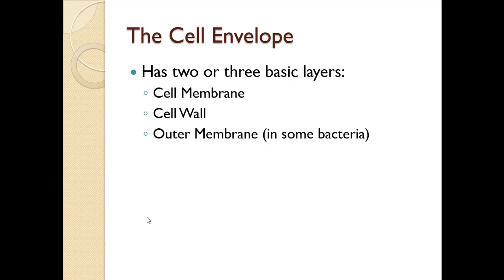The cell envelope has 2 or 3 basic layers. The cell envelope is the overall term for the covering surrounding the bacteria cell. For eukaryotes, we have our cell membranes, which are composed of phospholipids. Bacteria have that as well, but they also have more layers. They have a cell membrane, but they also have a cell wall, which is very characteristic of bacteria. And if they're a gram-negative bacteria, which I tried to mention earlier, they also have an outer membrane outside of that cell wall. That's an important thing to know, because if we're infected, we need to know what kind of bacteria we're trying to treat.